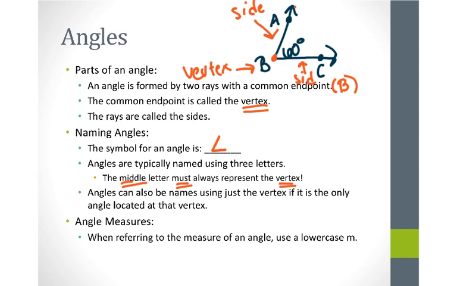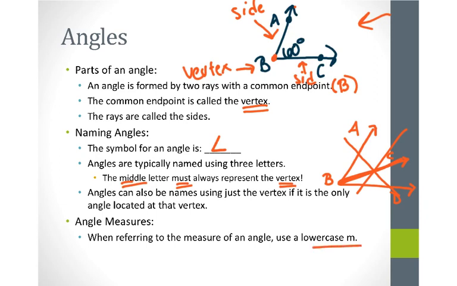Angles can also be named using just the vertex if it's the only angle located. So what that means is in this figure up here, you could call that angle B. But if you were given a diagram like this one, and you had A, B, C, and D, you can't call it angle B because you have this center ray right here, okay? So this one you can't name by the vertex. Angle measures, when referring to the measures of an angle, we always use a lowercase m, and the m stands for measure, okay?